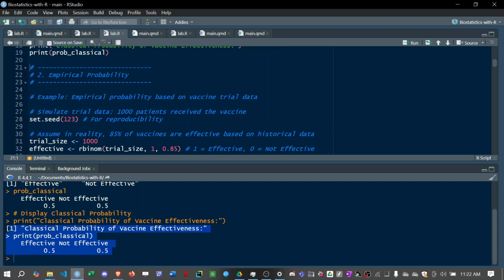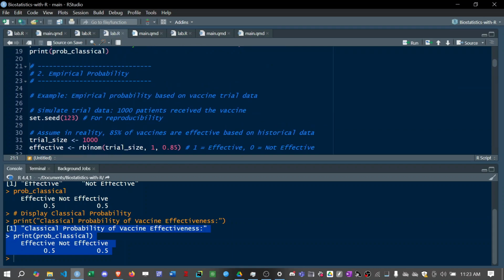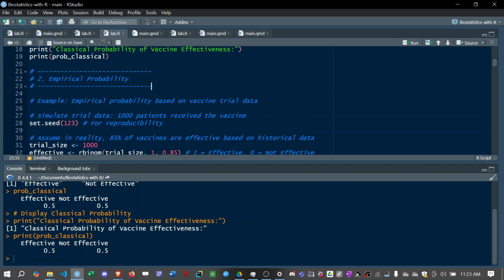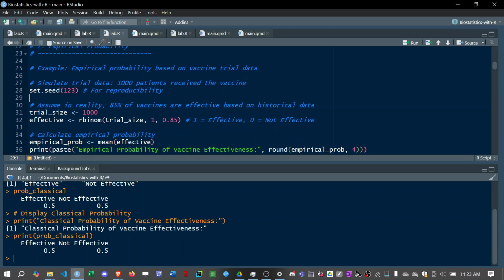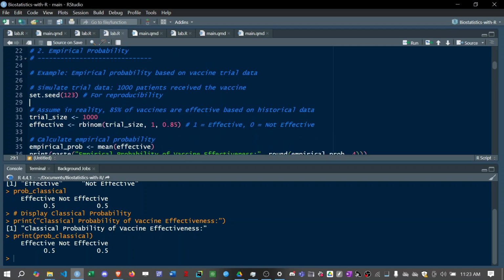I told you that empirical probability is based on empirical evidence. This is evidence we already have, maybe from the past, or just prior information. That is the example of empirical probability. Now let's say we have already simulated a trial. We have empirical probability based on vaccine trial data. Unlike before, where we were just using equality because we had not conducted any trial on that particular vaccine, now we are simulating trial data whereby 1,000 patients have received the vaccine.